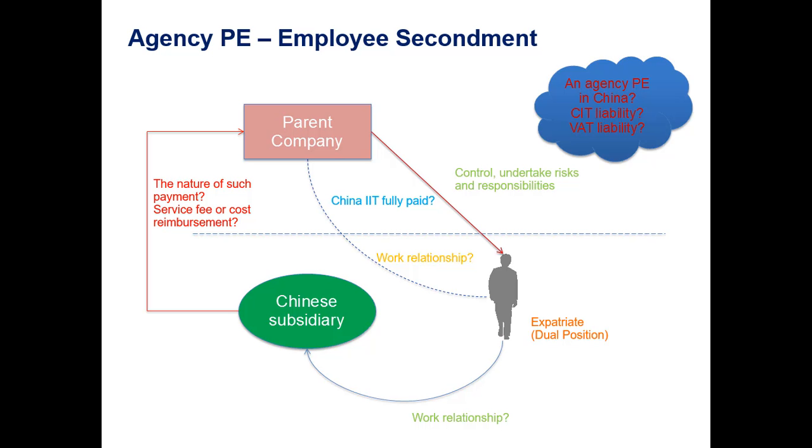For a fixed place PE in China, we already talked about it. The basic taxation principle is the cost plus method, based on the rep office operating expenses incurred. However, if it is treated as an agency PE, the taxation base is the income which is attributable to the business activities of the agent. So technically speaking, the tax risk for an agency PE is much higher. So that's something you should avoid in your business activities in practice.